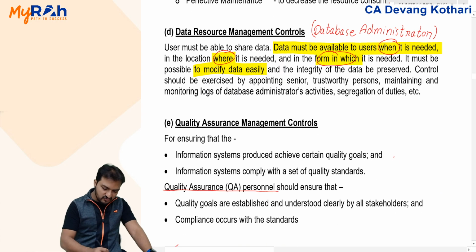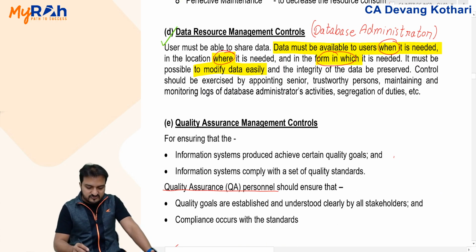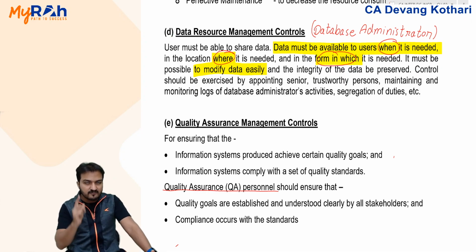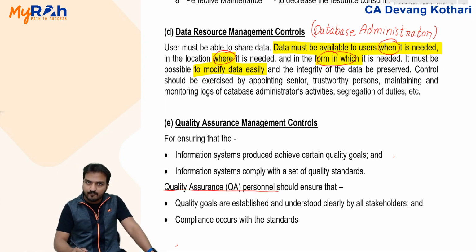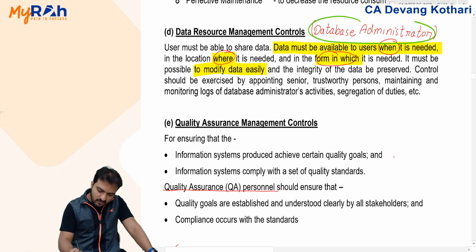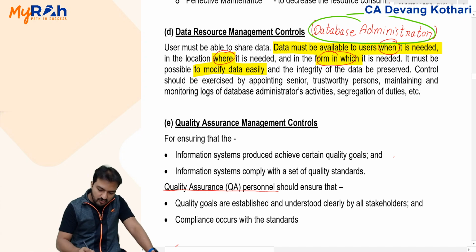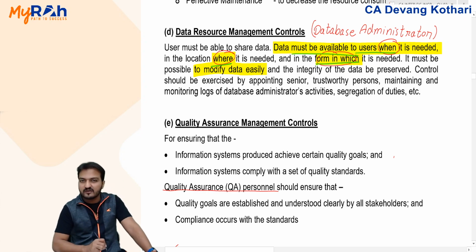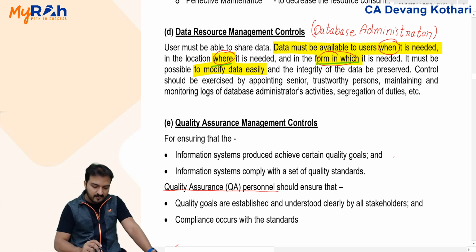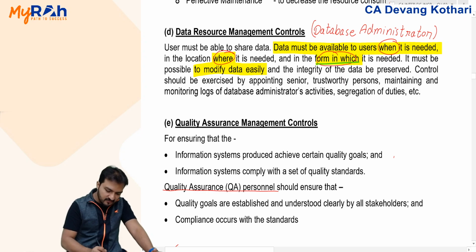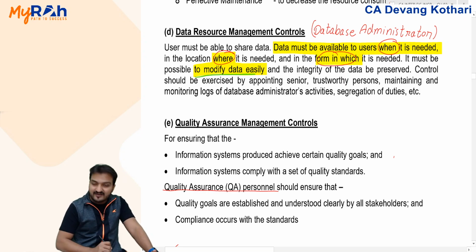Next, data resource management controls. Data resource management is about managing the data. Now, who manages the data? There is one person whom I have appointed to do that. That person is called a database administrator. It is his job to ensure that the data is available to the user when it is needed, where it is needed, in the form in which it is needed. And he has to ensure that it is possible to modify the data easily.